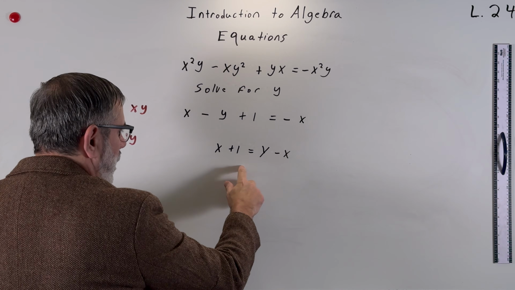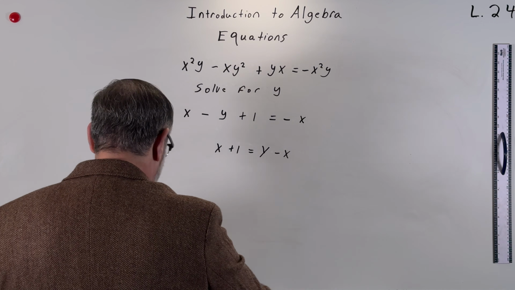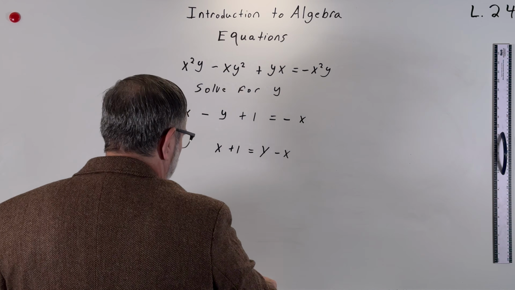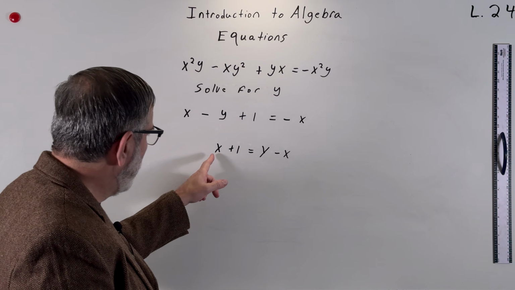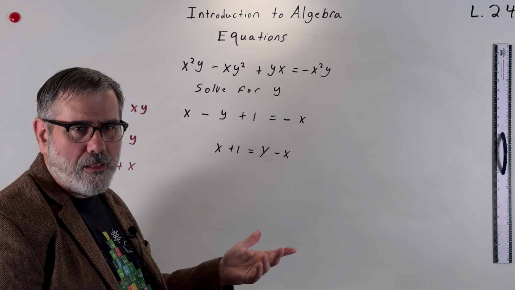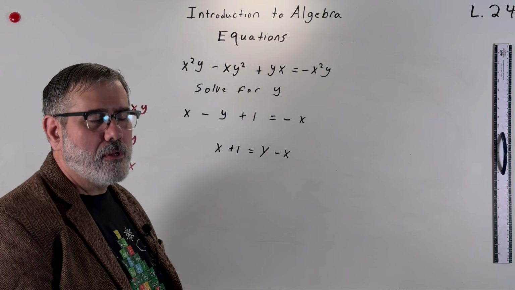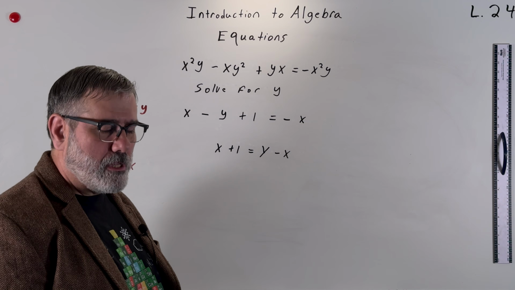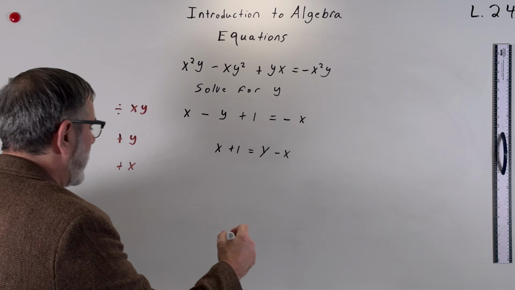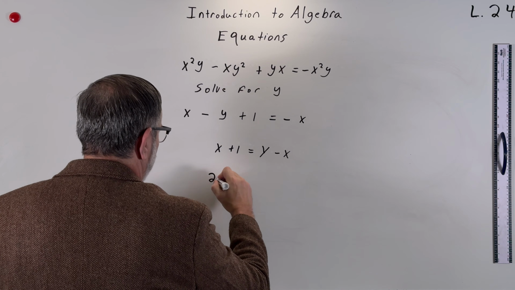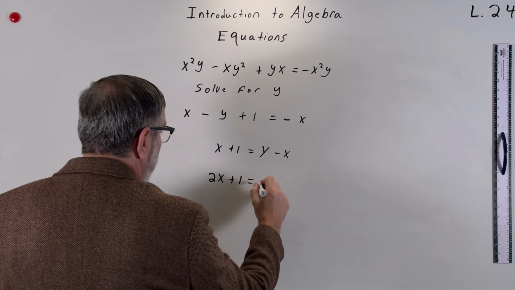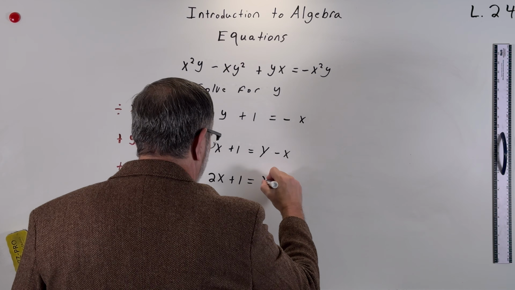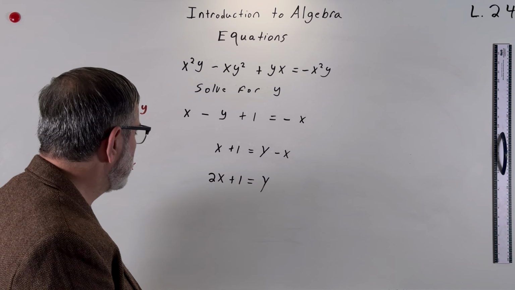Now, I want to get y all by itself over here on the right, so I'm going to add x. So let's do plus x. Doing it on the left-hand side, I'll get x plus 1 plus x. What is x plus x? What is 1 apple plus 1 apple? 2. So 2x. 2x plus 1 on the left. And on the right, I'm just left with y, because minus x plus x is 0.